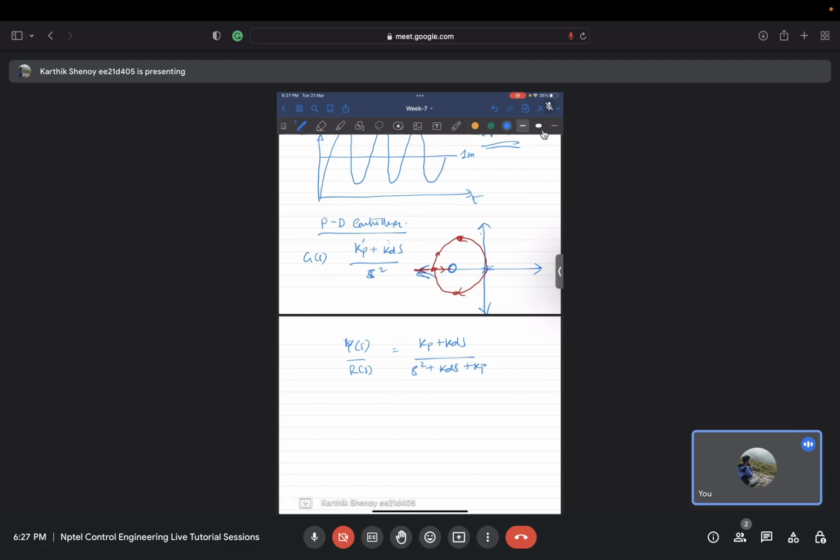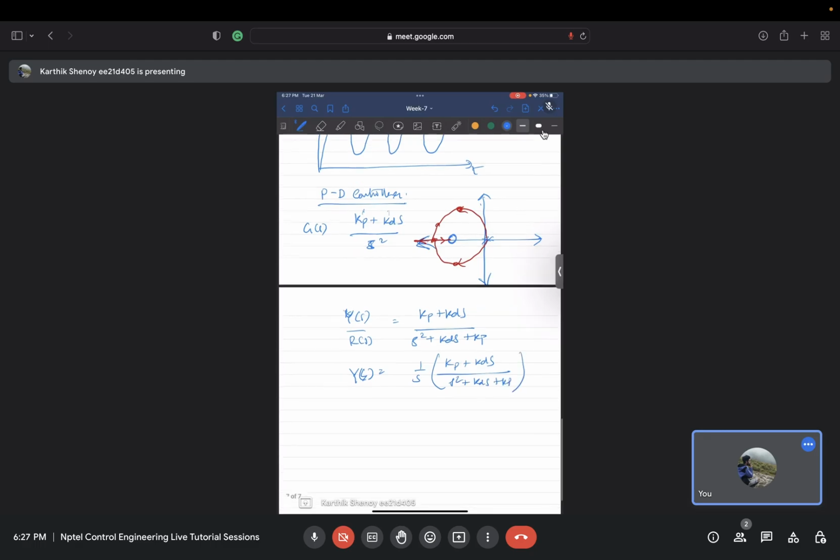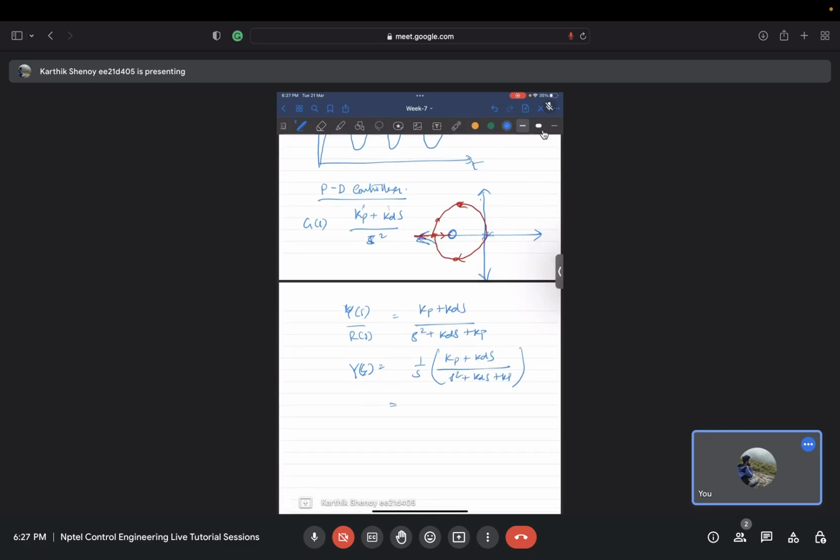What is my Y of S equal to? R of S is 1 by S because it's a step input. It will be 1 by S times Kp plus Kd S divided by S square plus Kd S plus Kp, okay. This is equal to, so Y of t as t tends to infinity will be equal to S Y of S, correct, as S tends to 0.